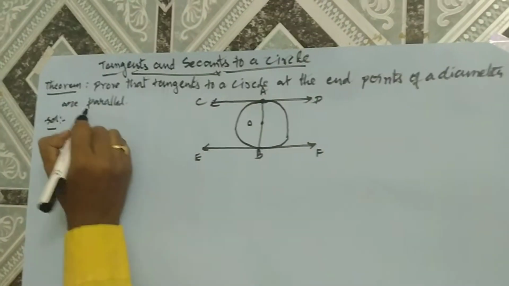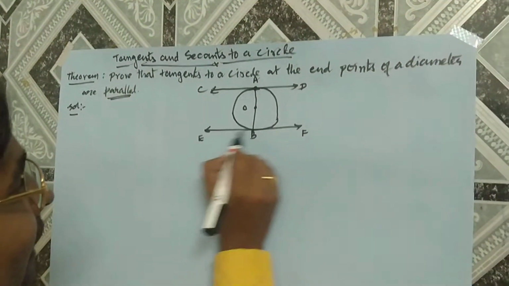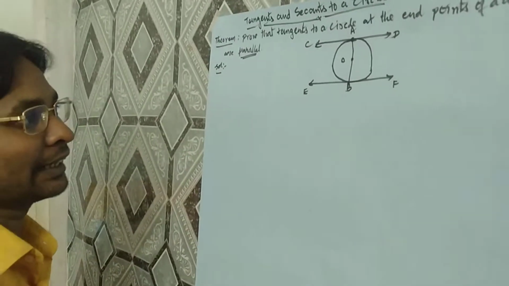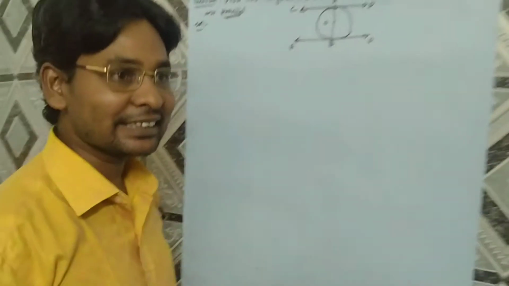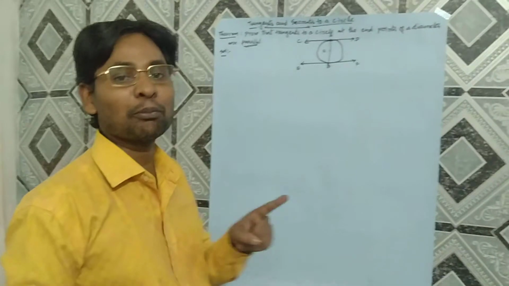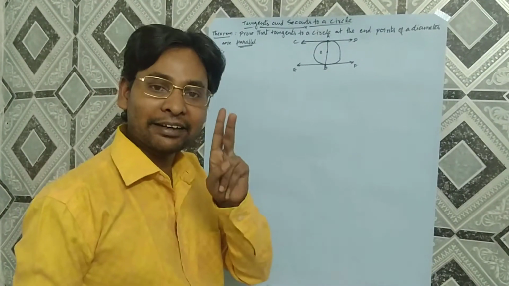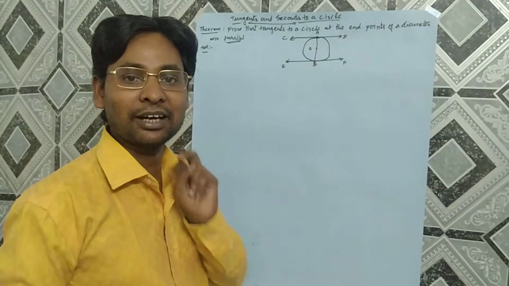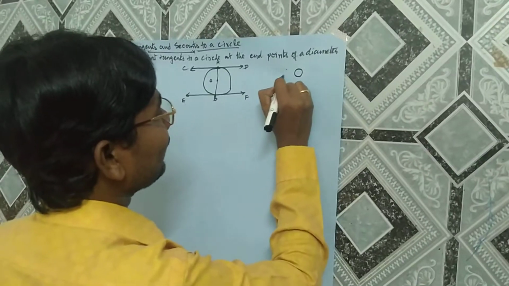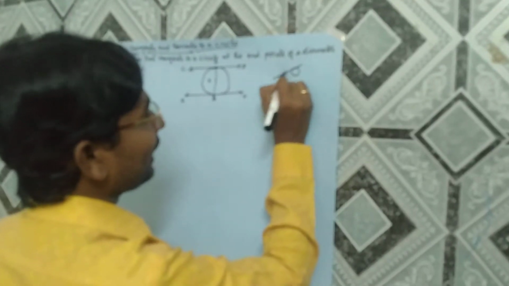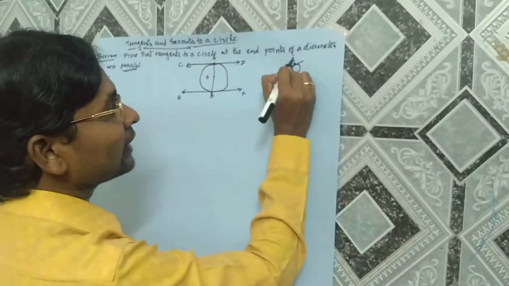The end points of the diameter have parallel tangents. So CD is one tangent, EF is another tangent. A tangent is nothing but the line which touches a circle at only one point. The line which touches a circle at two distinct points is called a secant. For example, so it is a circle. Through this circle, a line is passing and the point of contact is one. So it is called a tangent.